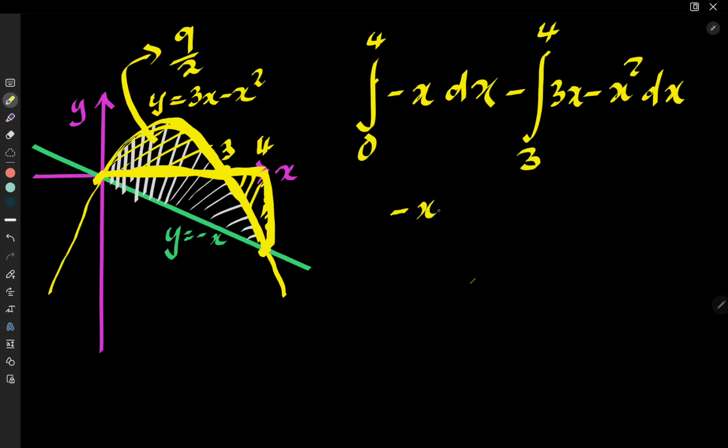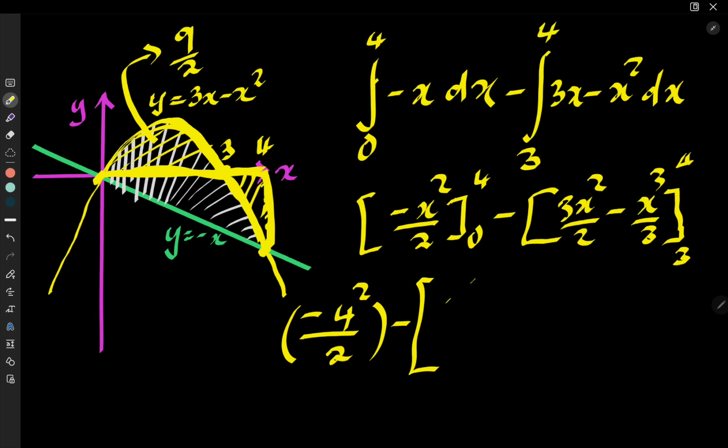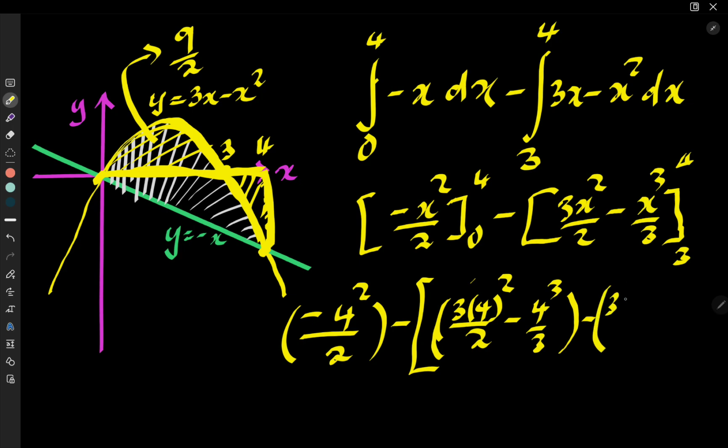That gives us negative x squared divided by 2, with limits 0 and 4. Then minus the integral, which is 3x squared divided by 2 minus x cubed divided by 3, with limits 3 and 4. Then we evaluate at 4: negative 4 squared divided by 2, then minus, in a square bracket, the function at 4, which is 3 times 4 squared divided by 2, then minus 4 cubed divided by 3, and we close the bracket. Then minus the function at 3, which is 3 times 3 squared divided by 2, then minus 3 cubed divided by 3. Then we get the answer there.